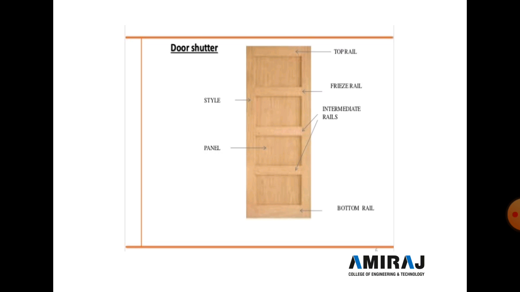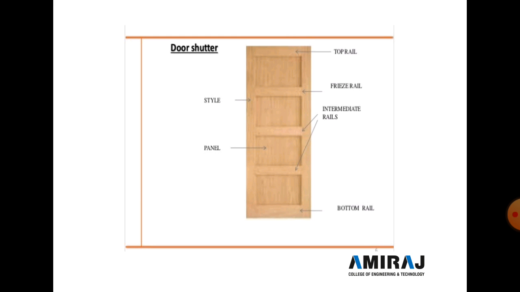Then in a door shutter we also use different technical terms, like top rail. So what is top rail? As the name indicates, the top, the uppermost horizontal member of the shutter, is known as a top rail. Now second is the intermediate rail, or another name, a lock rail. This is the middle horizontal member of the door shutter where the locking system is arranged or fixed, and it is known as a lock rail.